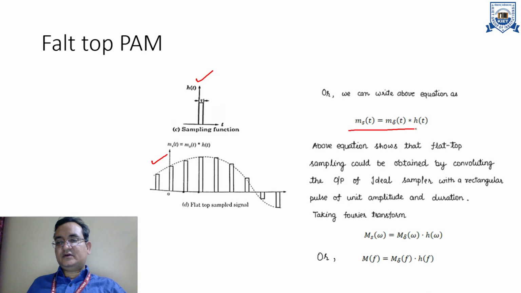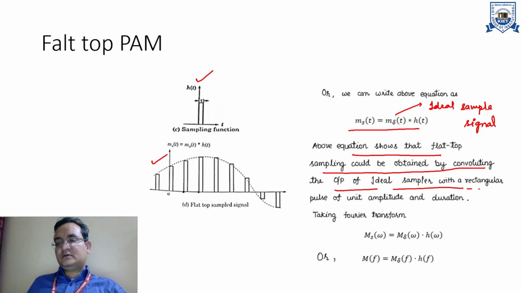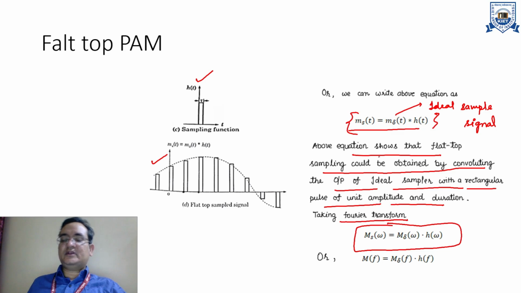So we can write our flat top sampled signal like this, where m delta t is the ideal sampled signal. Our equation shows that the flat top sampling would be obtained by convolving the output of the ideal sampler with a rectangular pulse of unit amplitude and duration tau, right? So if you take the Fourier transform of this expression, you will get M_s of omega equal to M delta of omega into H of omega. Why? Because when you take the CTFT and apply it to the convolution, your convolution will become multiplication in the frequency domain.